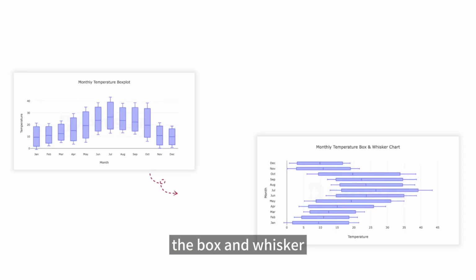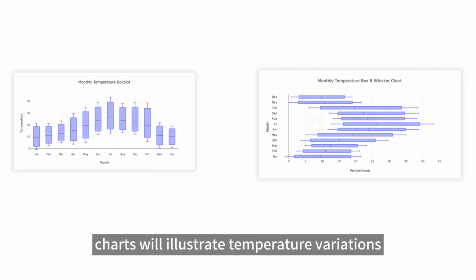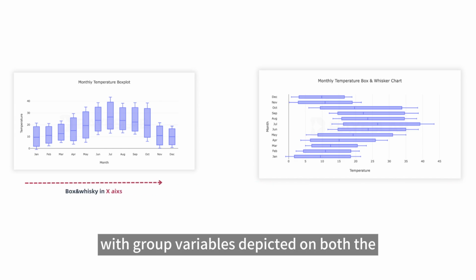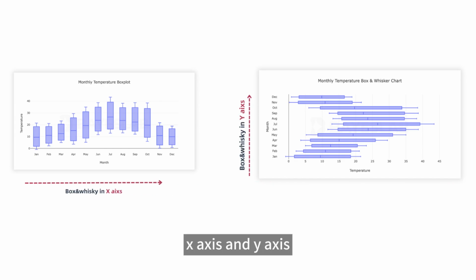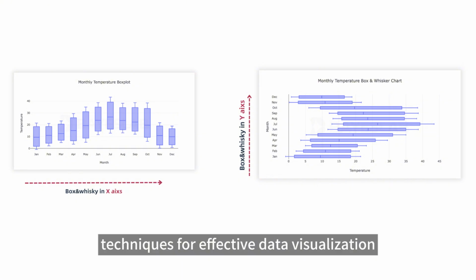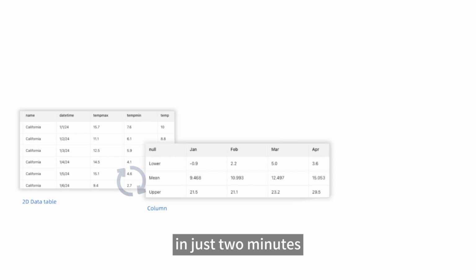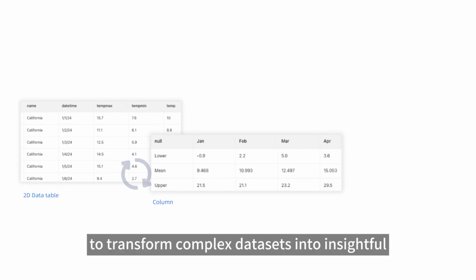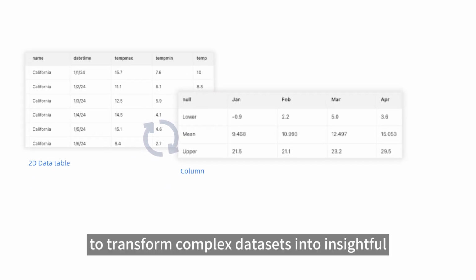month. The box and whisker charts will illustrate temperature variations with group variables depicted on both the x-axis and y-axis for comparison. We'll explore how these prompts influence the final charts and uncover techniques for effective data visualization. In just 2 minutes, you'll learn to transform complex datasets into insightful visualizations. Let's start it right now.